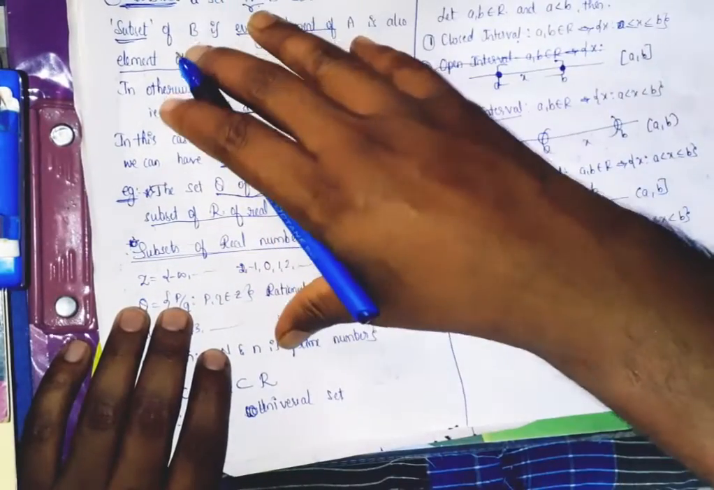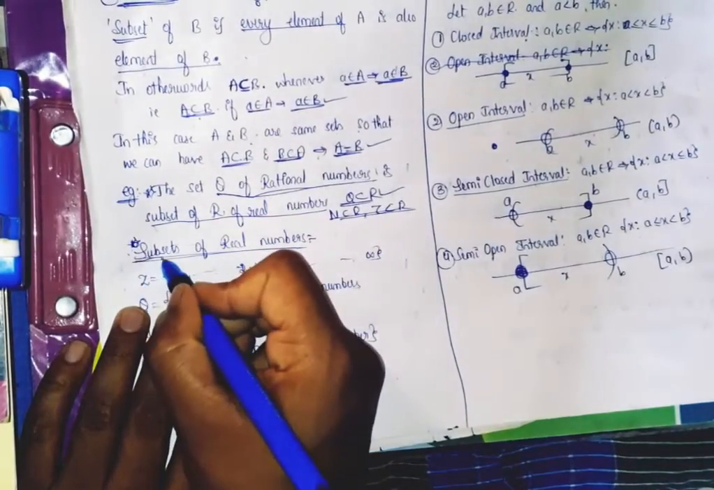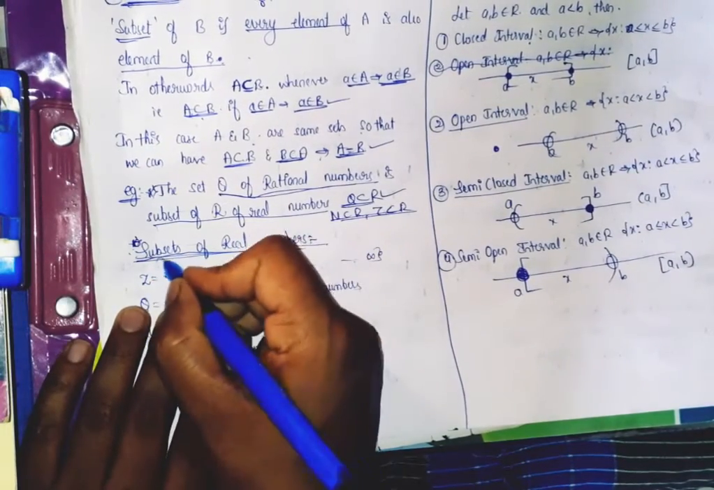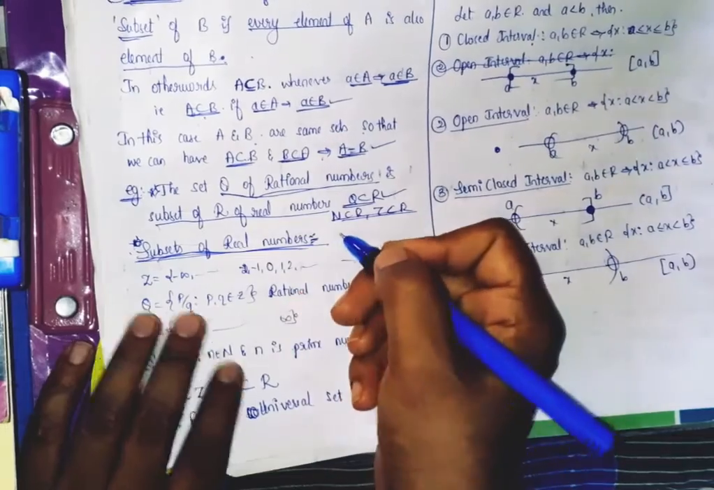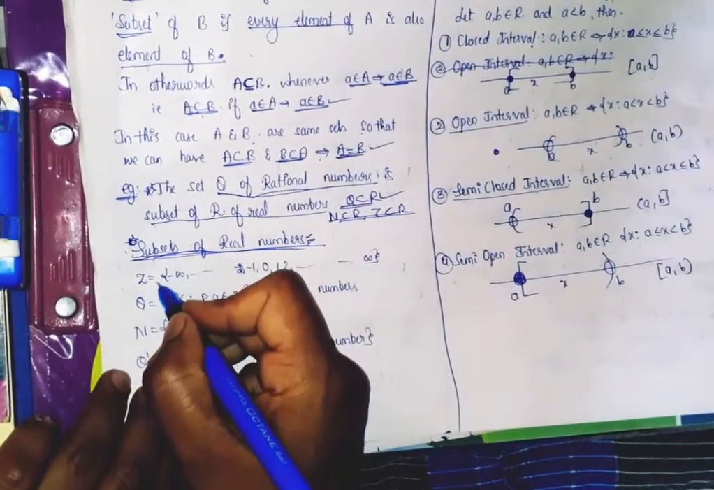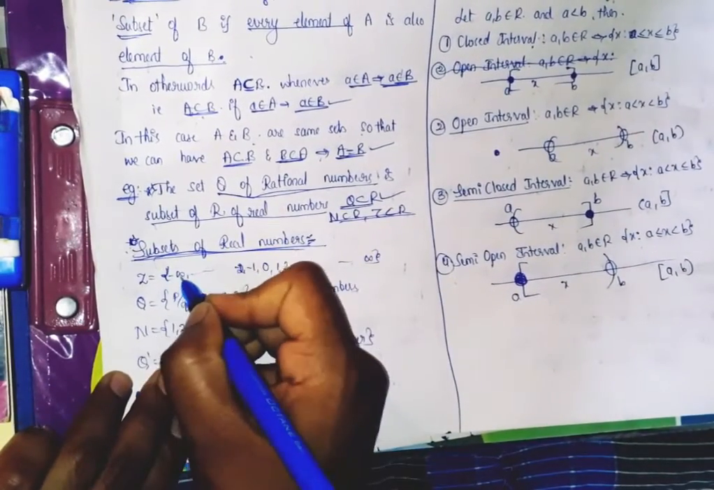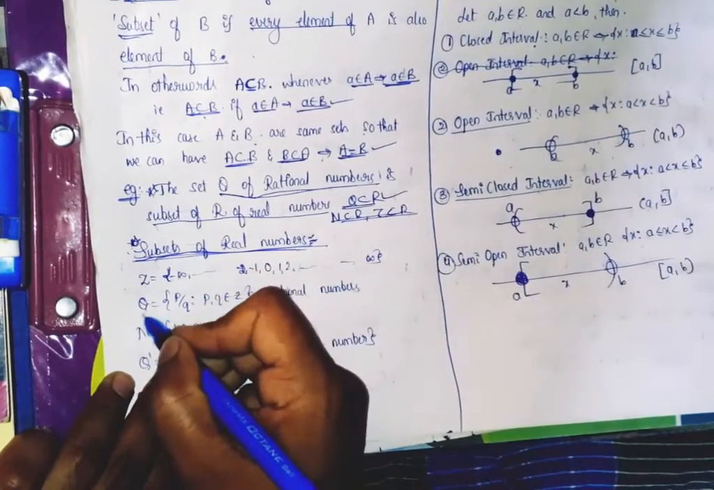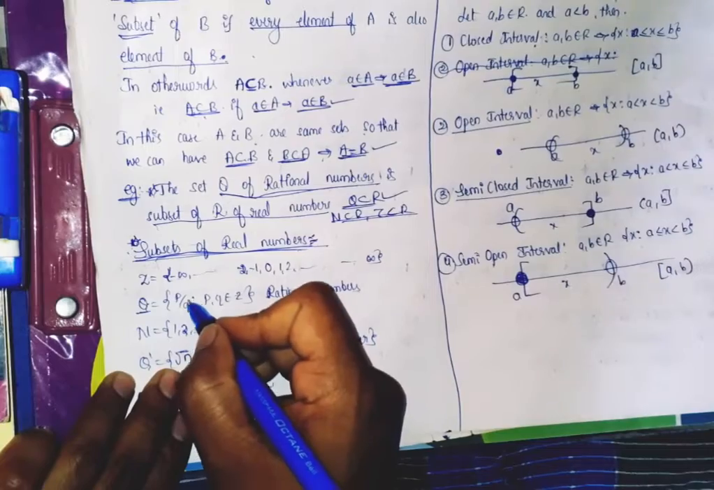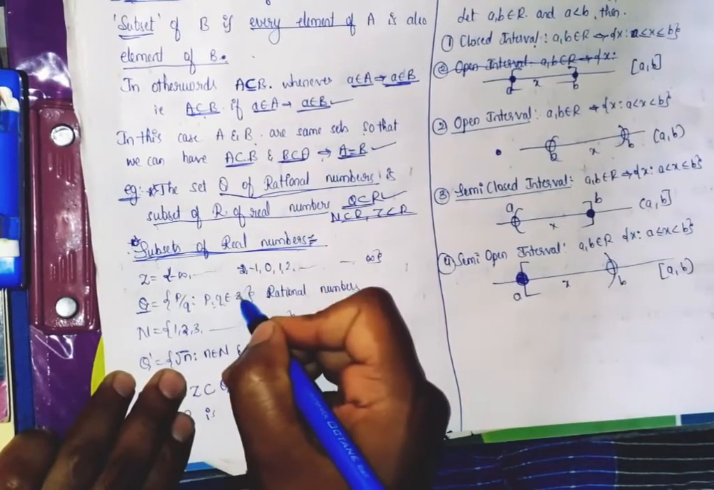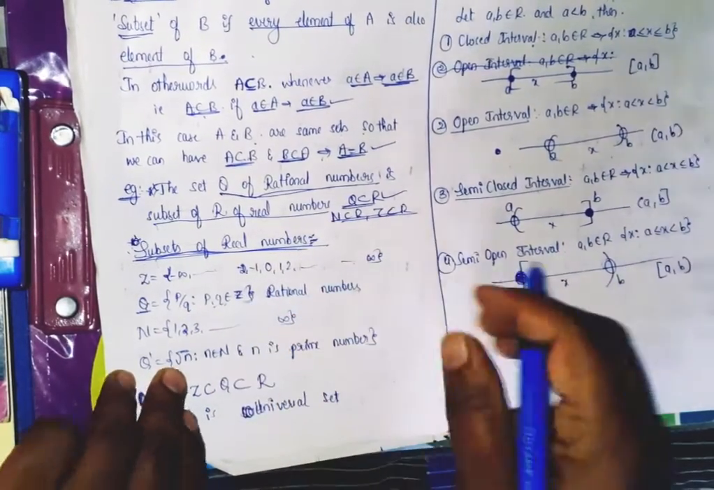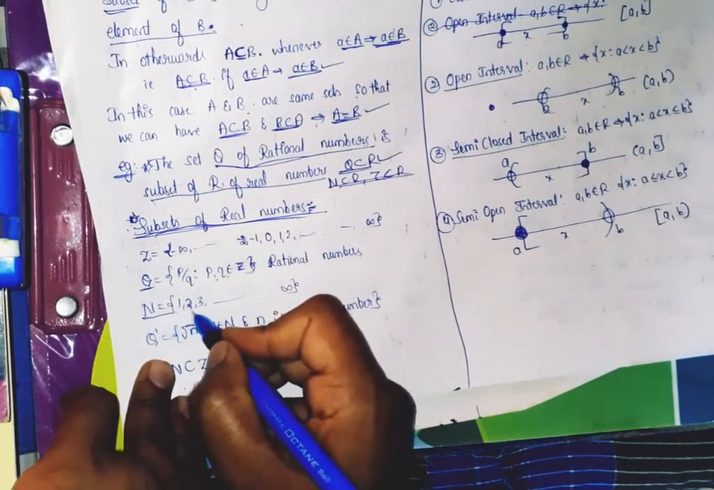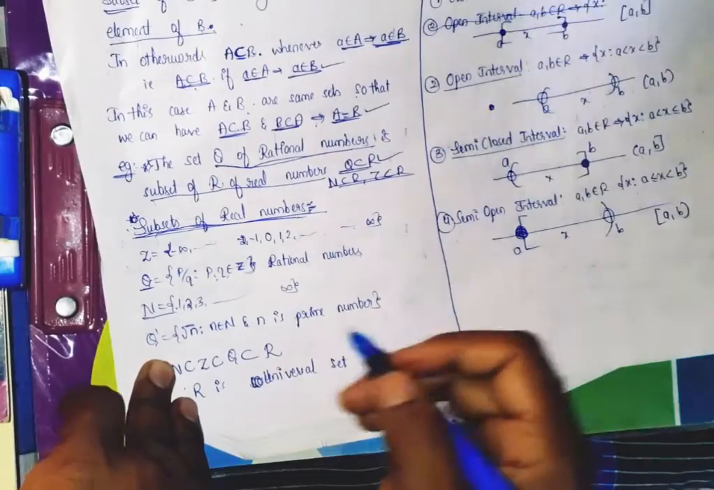And in this we have a subtopic, subsets of real numbers. What are the subsets of real numbers? We have, as a reminder here, Z is the set of integers, from minus infinity to plus infinity. Okay, Q is the set of rational numbers, in the form p by q, where p, q belong to Z. Okay, and N is the set of natural numbers 1, 2, 3, and so on up to infinity.